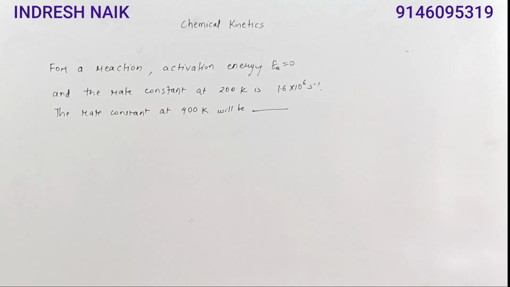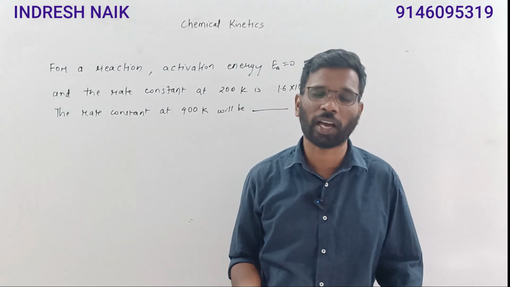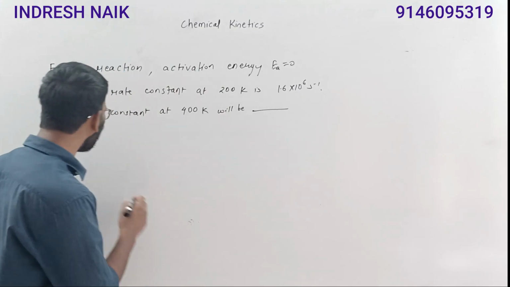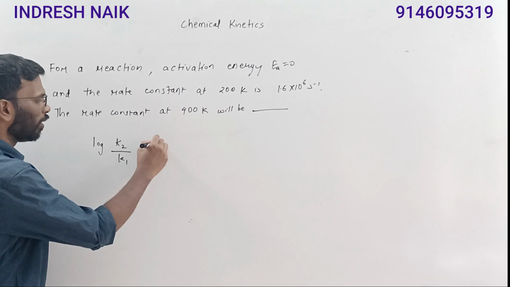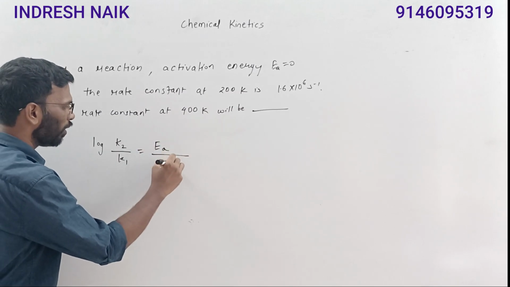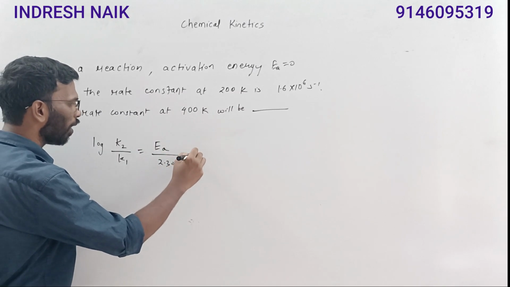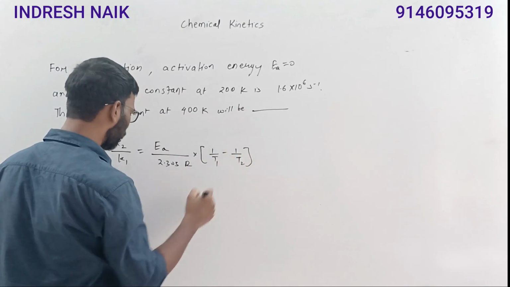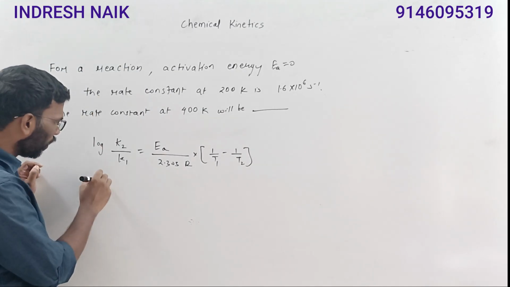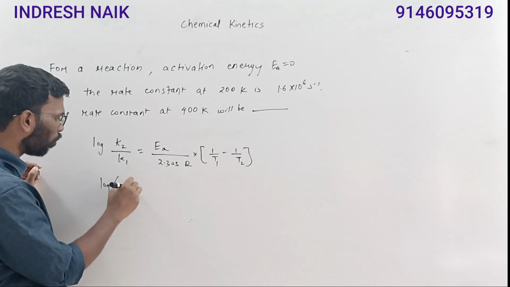Next question: for a reaction, activation energy EA is equal to 0. They have given that the rate constant at 200 Kelvin is 1.6 into 10 raised to 6 per second. You are told to find the rate constant at the higher temperature, 400 Kelvin. So what is the equation we use? When two temperatures are given, log of K2 upon K1 is EA upon 2.303 R into 1 upon T1 minus 1 upon T2. So over here, I need to find K2.